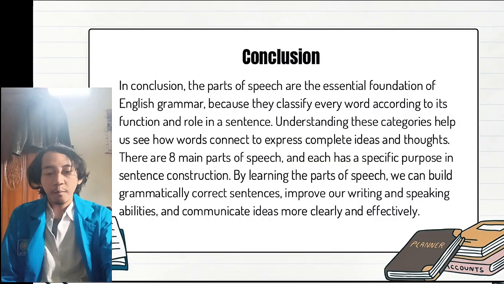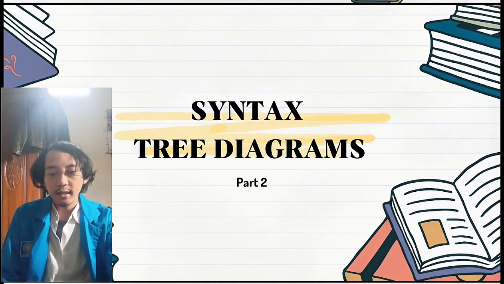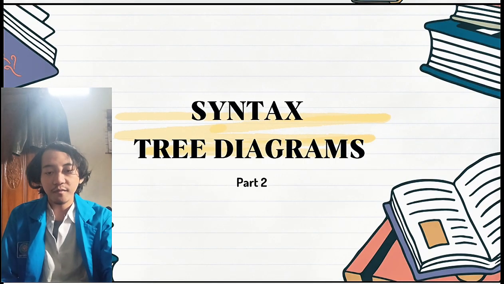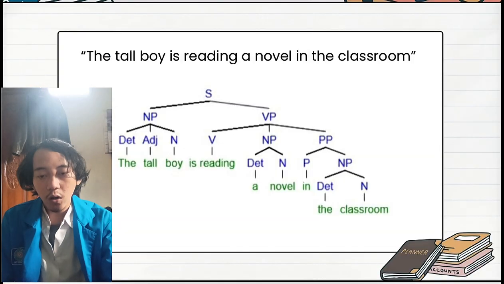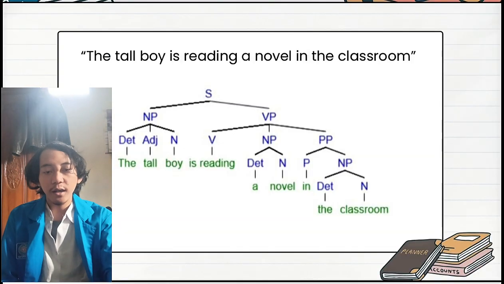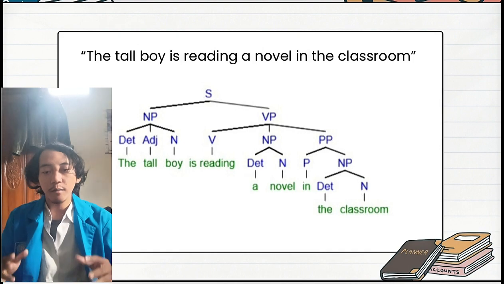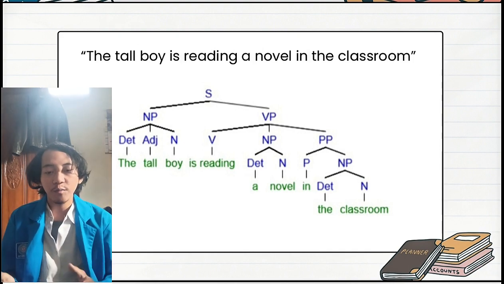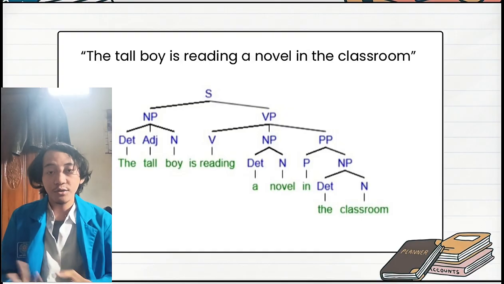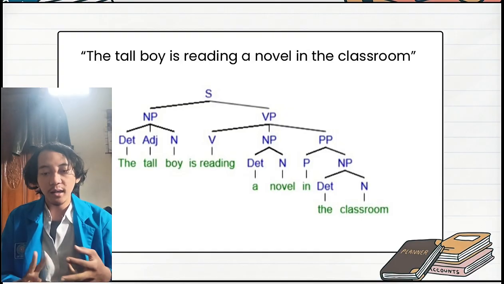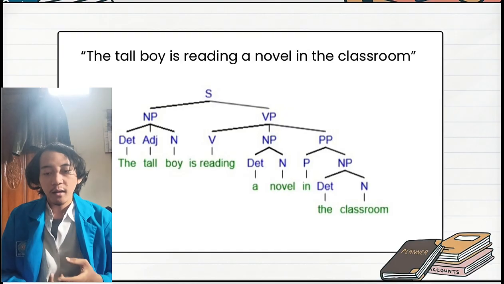And for part 2, syntax tree diagrams. The first: the tall boy is reading a novel in the classroom. As we can see, there are three diagrams. The subject becomes two parts: a noun phrase and a verb phrase. And the noun phrase becomes three parts: determiner, adjective, and noun.